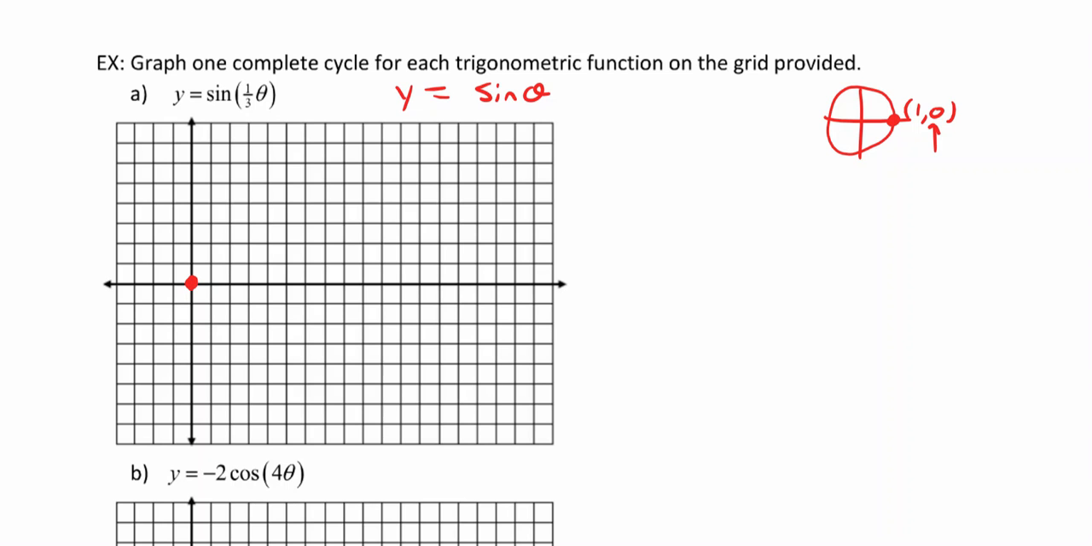And then the next relevant point that's going to be useful for plotting would be when it's straight up and down. When it's straight up and down, that point right there would be the point (0, 1). And where did that happen? That happened at 90 degrees. So we're going to be up at 1.